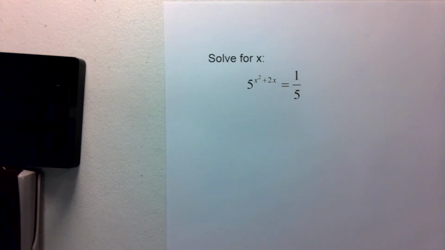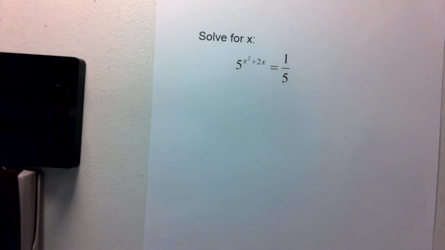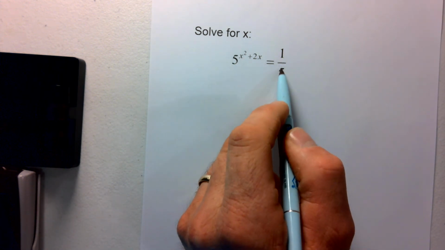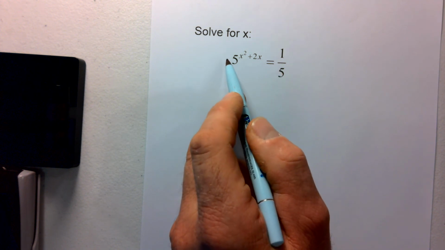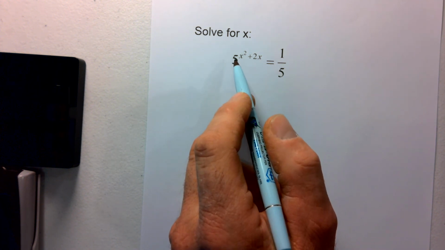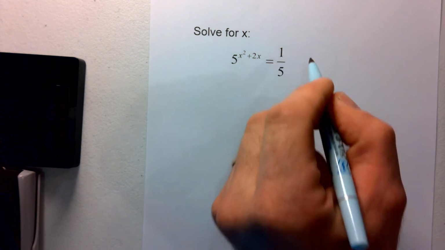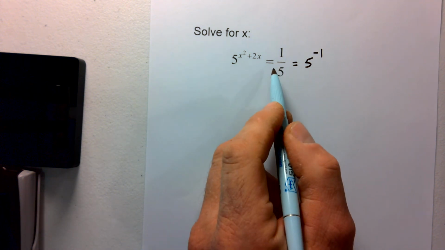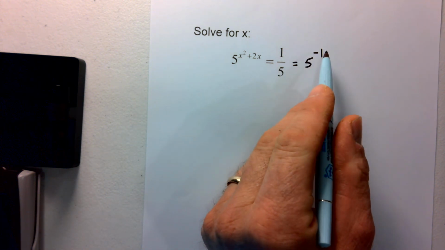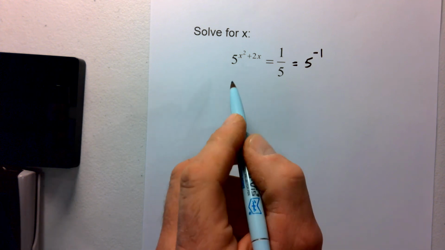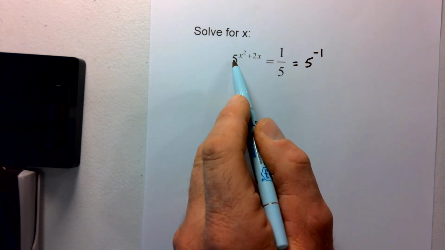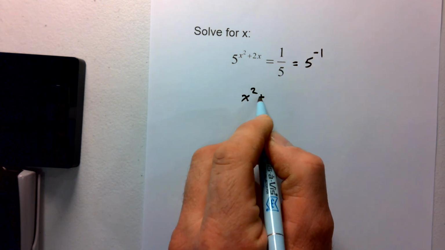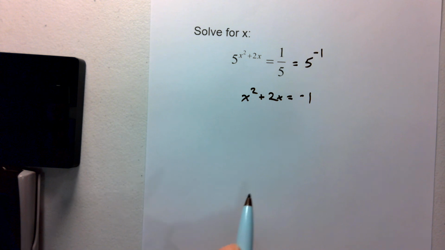I have one last example, a little more complex, but I think it's doable. Here we have 5 to an exponent equals 1/5. So to start, we've got to think about what our base is going to be to be the same. If I think about 1/5, 1/5 is equal to 5 to the negative first power. We can bring that denominator to the numerator by changing the exponent sign. So now I have the bases are the same of 5, so my exponents would have to be the same as well. So I have x squared plus 2x would have to equal -1.